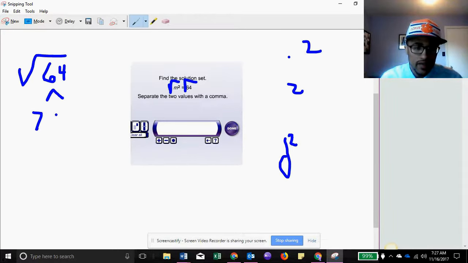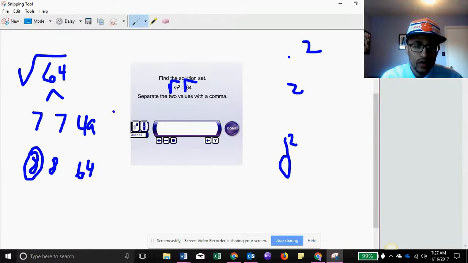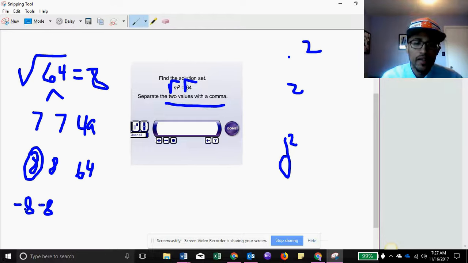Well, let's see, is 7 times 7 64? No, silly, that's 49. How about 8 times 8? Well, yeah, that's 64. So 8 is the square root of 64. But it says to separate the two values with a comma. The reason there are two values is that 8 times 8 is 64, but there's also another kind of 8 out there, a negative. A negative times a negative gives me a positive. So the two answers here are negative 8 and positive 8. So negative 8 comma positive 8, and you're done.